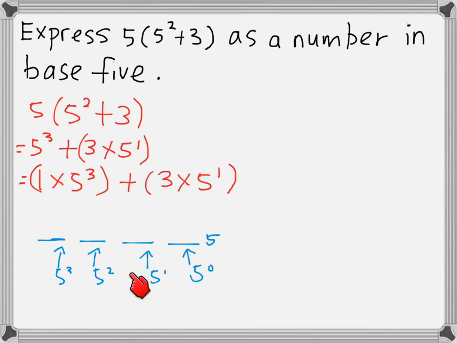So what happens if I change to base 5? I just fill in the blanks. 1 multiplied by 5 to the power of 3 means the value over here will be 1. And for 5 to the power of 1, the number over here will be 3. The other two we do not have, so we just put 0. Therefore, expressing this in base 5, what we get is 1030 base 5. So this is the answer.